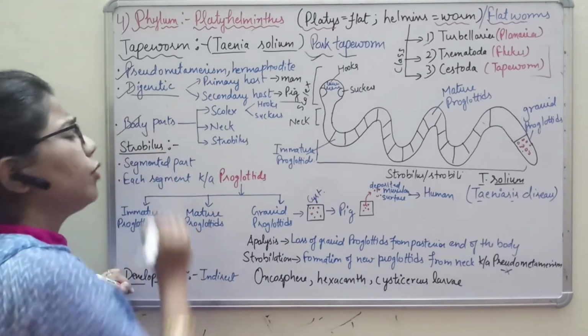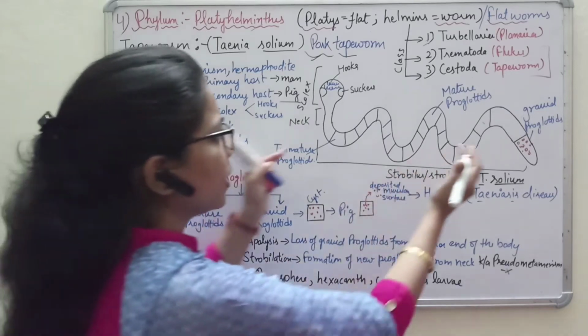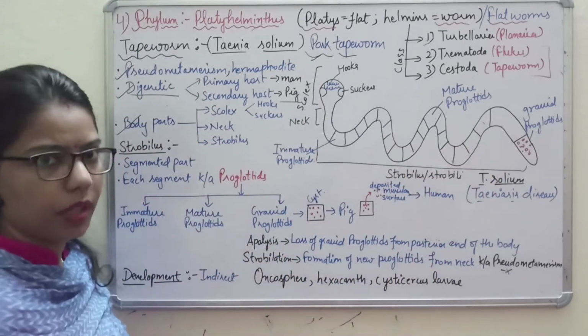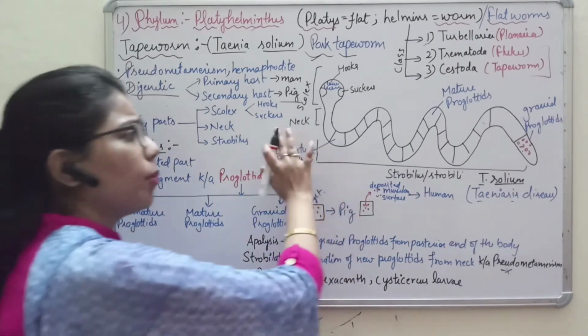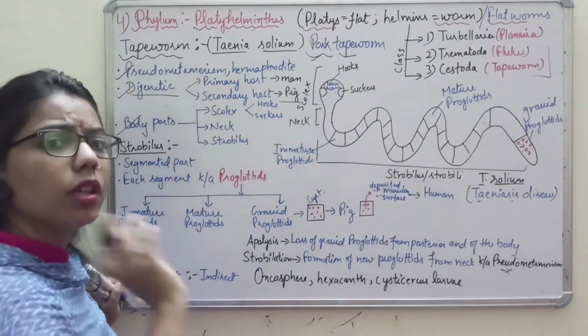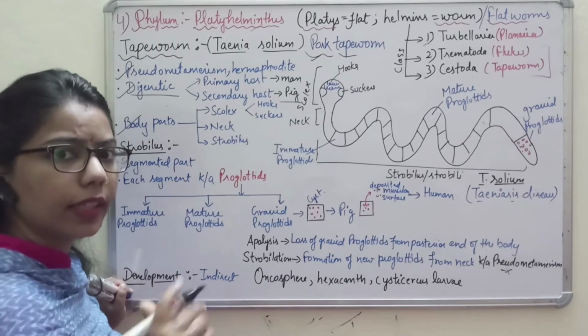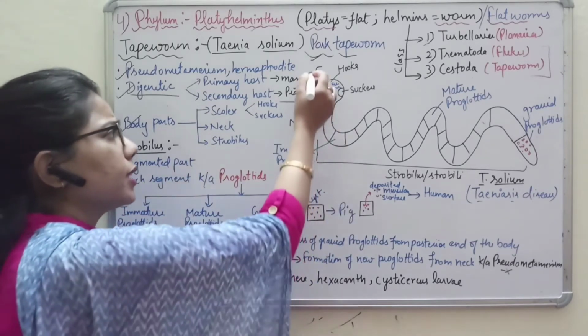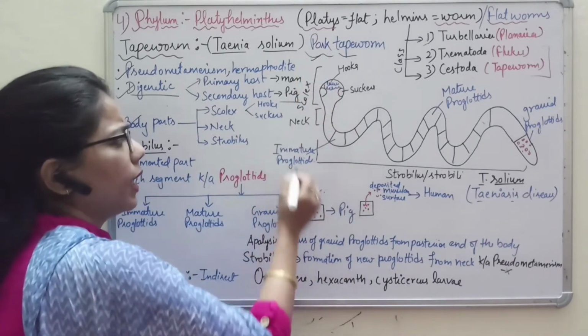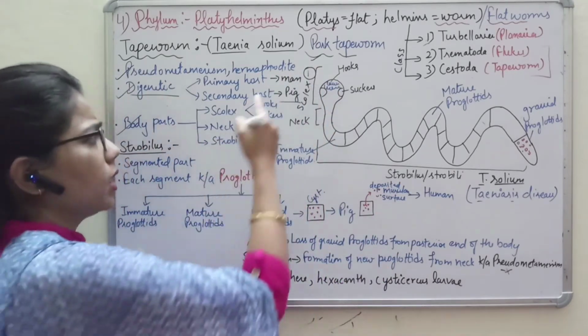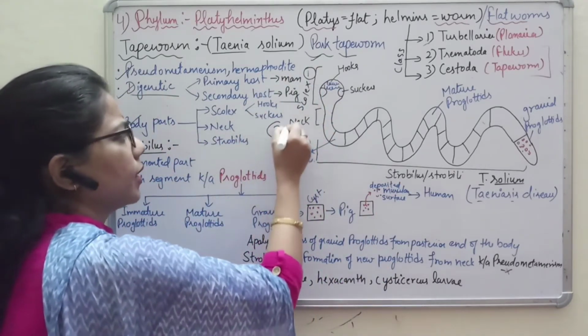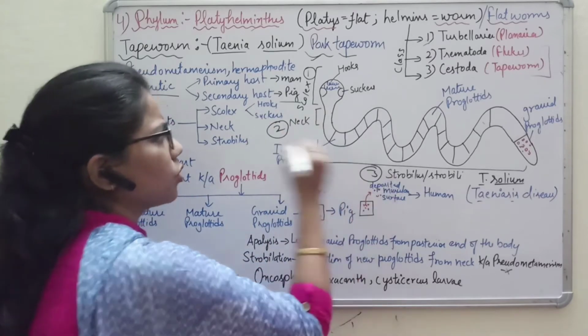Now if we talk about the body parts, if you will see here the structure of this tapeworm, we have divided the body of tapeworm into three parts. What are they? Scolex, neck, and the third one is Strobilus. I'm writing here: the first part is Scolex, second part is neck, and third part is Strobilus.